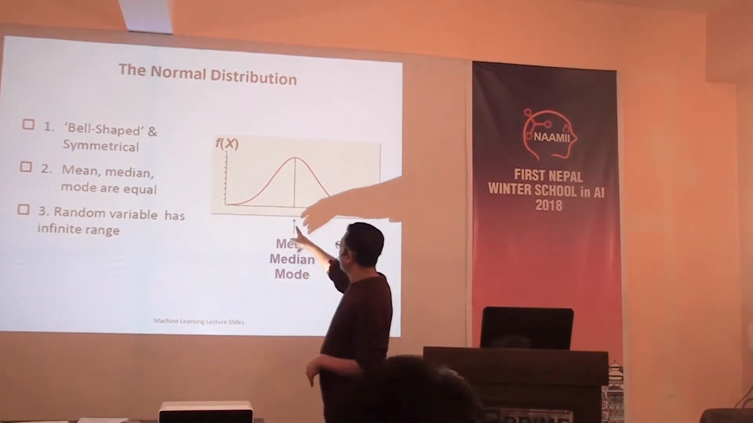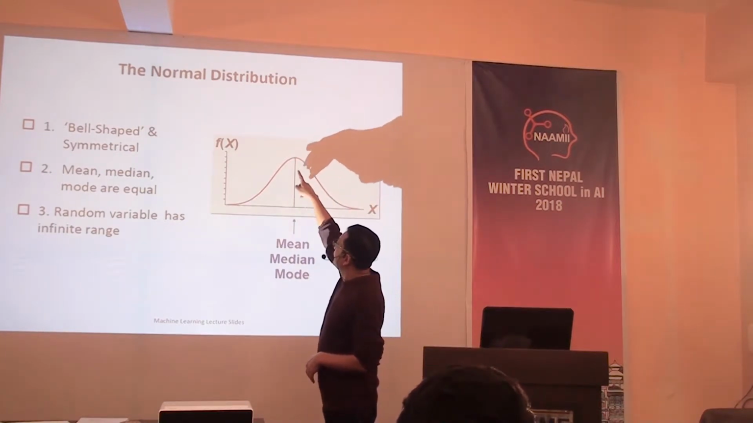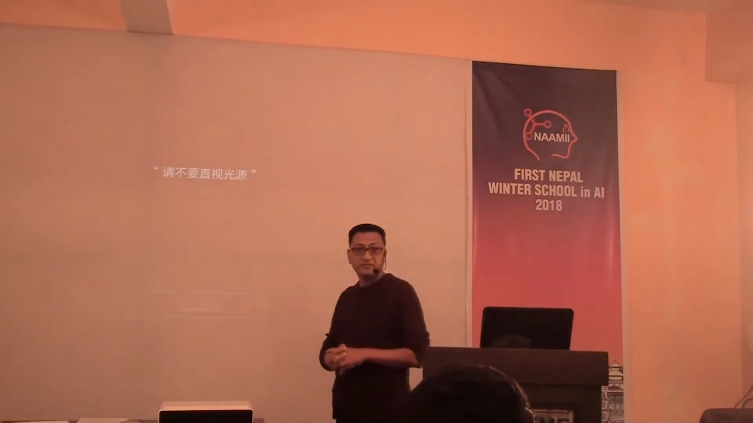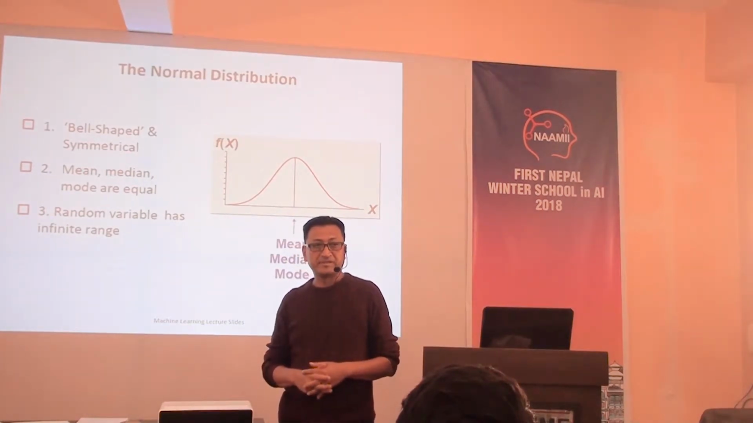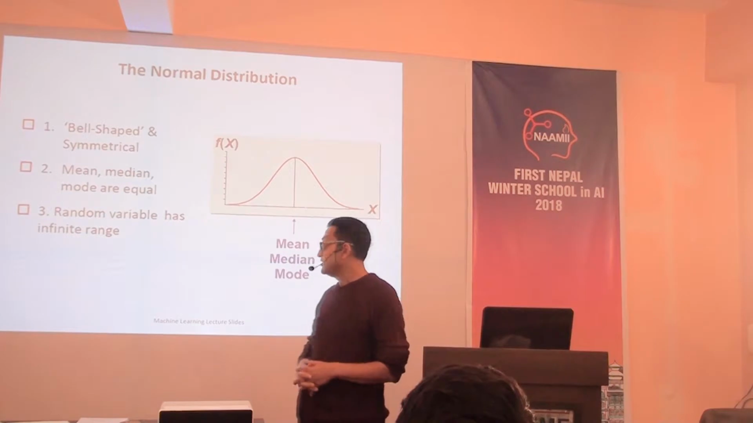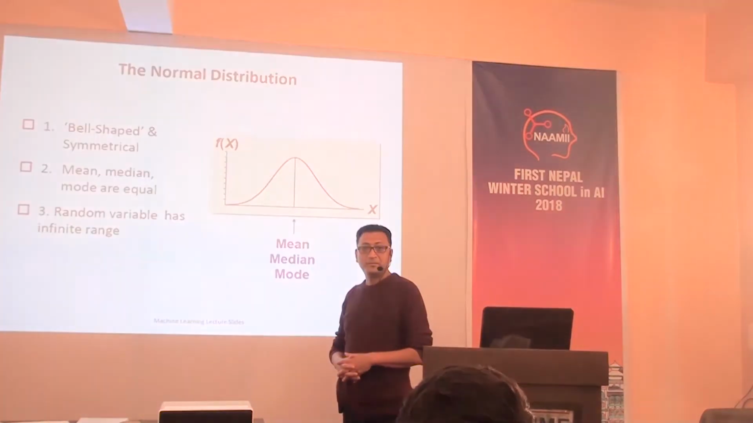So the mean of this distribution is the point where the value of the PDF is the highest, okay? So what about the variance? What about the standard deviation? So what does the standard deviation control? Anyone?